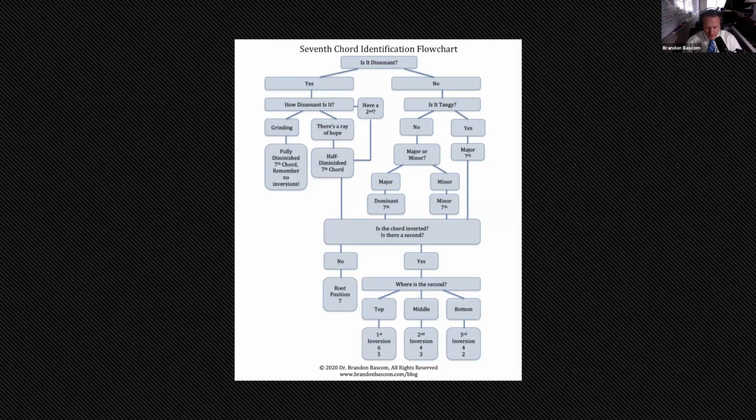I've created the same idea for seventh chord identification. This flowchart asks some similar questions. Is it dissonant? Yes or no? How dissonant is it? There are some idiosyncratic terms like tangy. To me, the major seventh chord is tangy. Again, a sorting chart here, with questions for students to really pay attention and discriminate what they are listening to, and get into the habit of listening critically for what they are hearing.